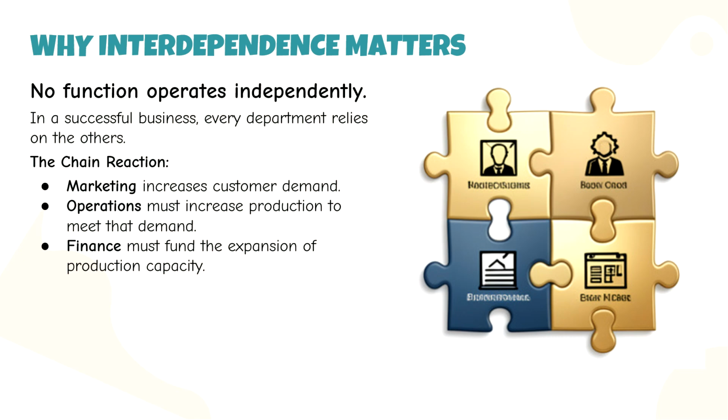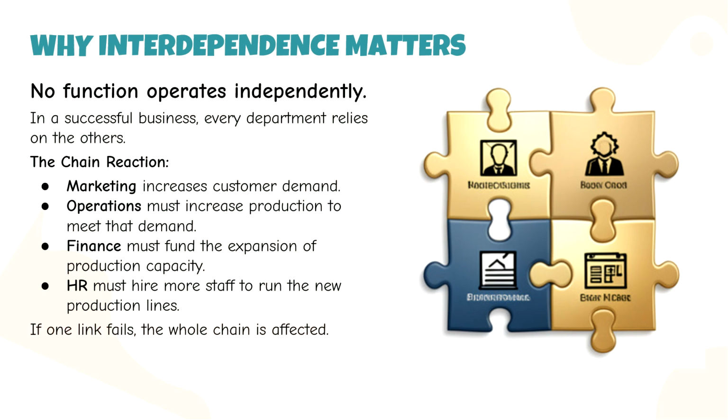So finance need to come up with the money and the budget in order to increase production to produce more goods. Therefore, in order to meet the need of production to increase more goods, HR, human resources, need to hire more staff to run the new production lines. So if one link fails, if one function fails, the whole chain is affected. It's like a domino effect.